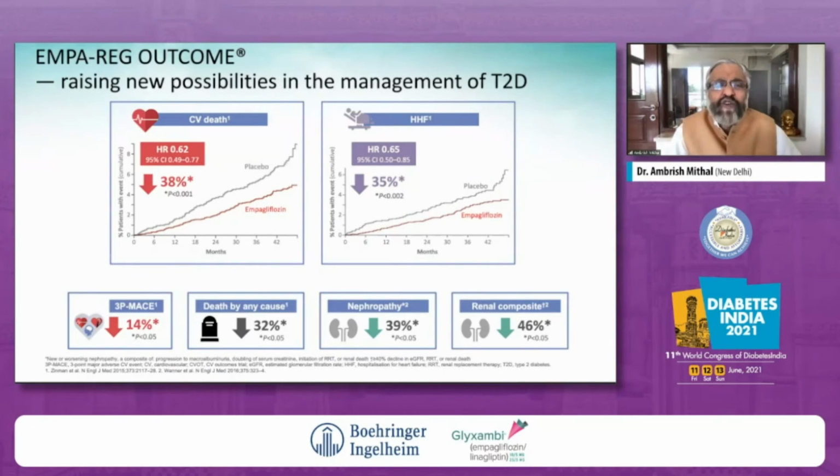And again, there you go, CV deaths, hospitalization for heart failure. A very, very significant reduction. This is consistent. The HHF data is absolutely consistent.